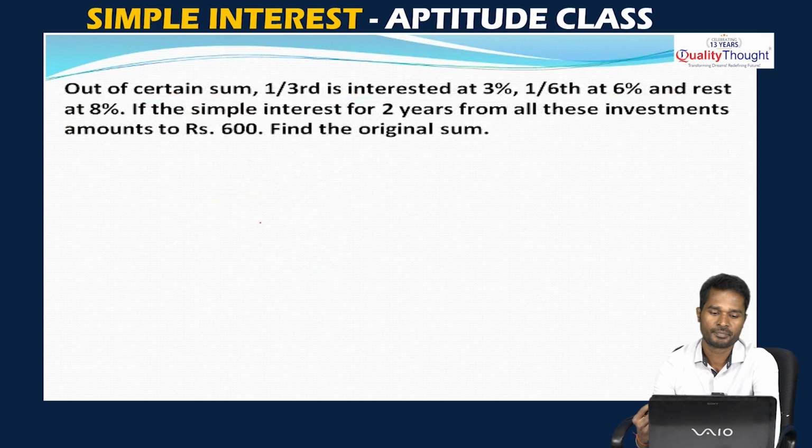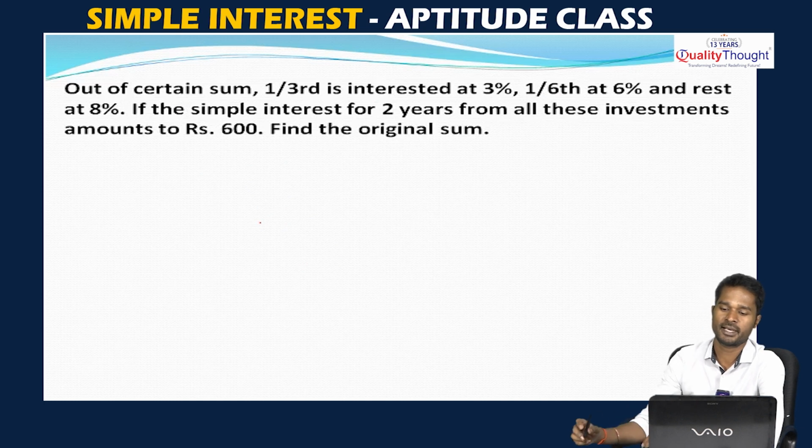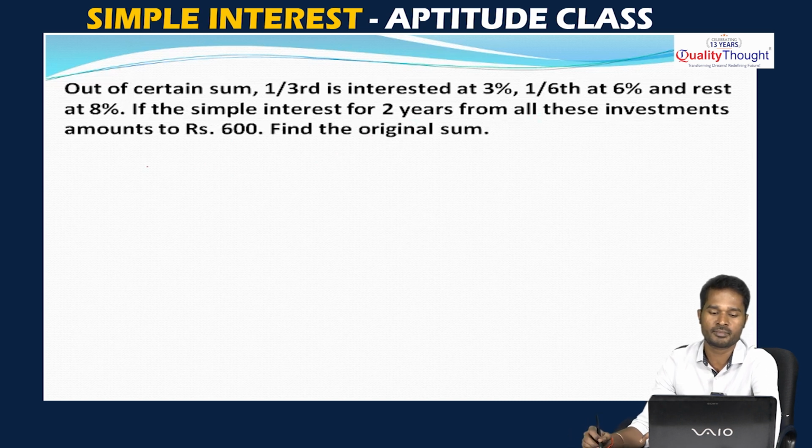Let us see the question. Out of a certain sum, one third is invested at 3 percent, one sixth at 6 percent and the rest at 8 percent. If the simple interest for 2 years from all these investments is 600, then what is the original sum?